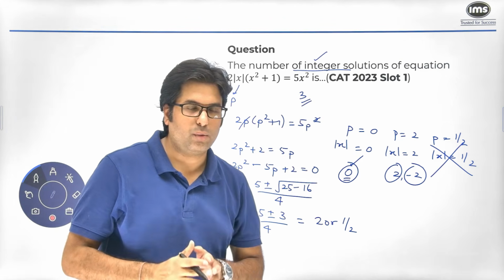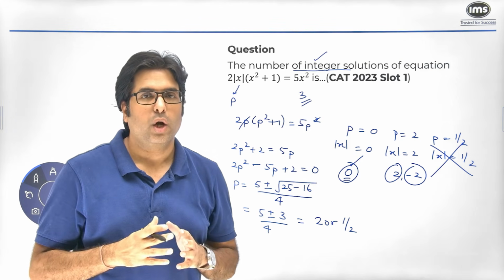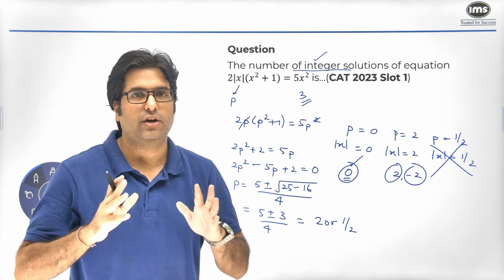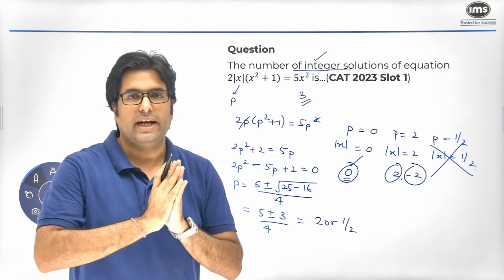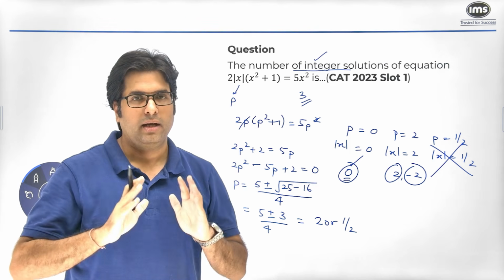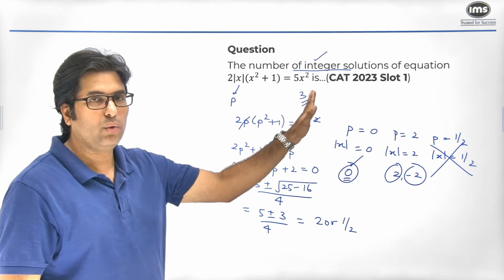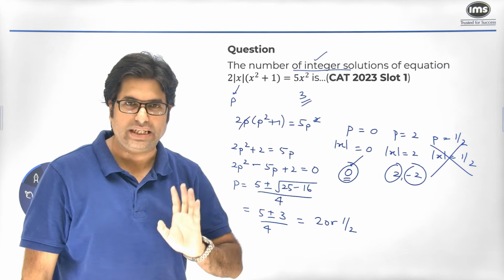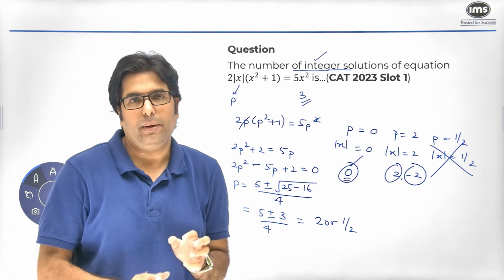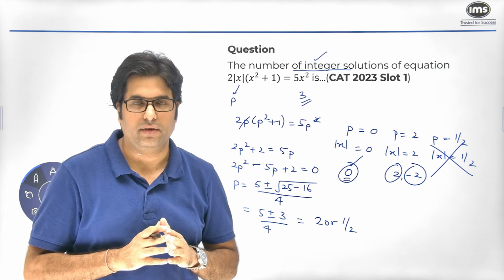Again, CAT 23 was touted to be one of the toughest quant sections ever in the entire history of the CAT paper. From whenever CAT has existed, CAT 23 QA was the toughest, and we've been able to easily solve one question from this based on the little theory that we covered at the start.